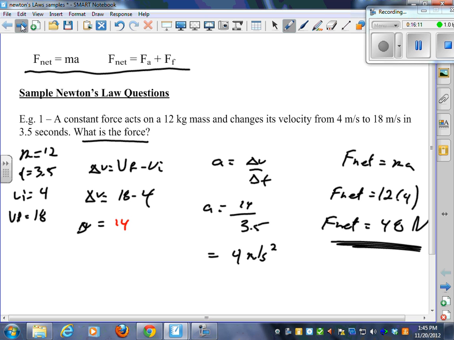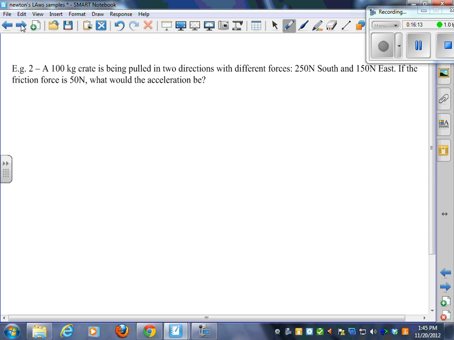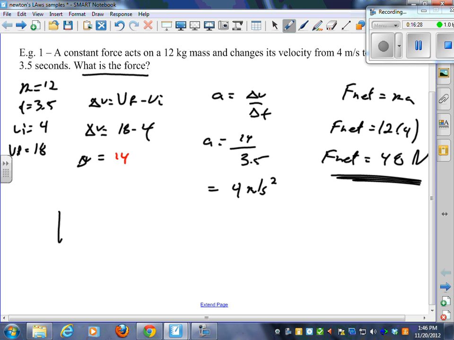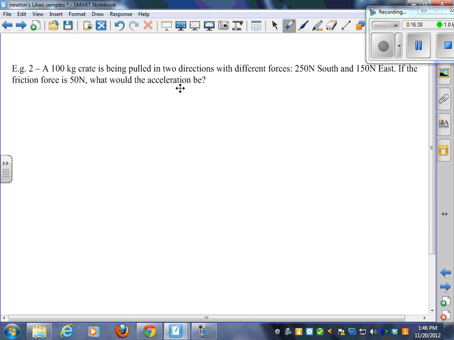Now, example number 2. There's one significant difference about this. Let's go back. I didn't draw a picture here, did I? No. Let's draw a picture here. If I'd asked for a picture, I might have given you a mark for that. The picture is going to look like this. I've got a 12 kilogram mass, and I have an applied force. What's different about this scenario from this one? It doesn't have a velocity.